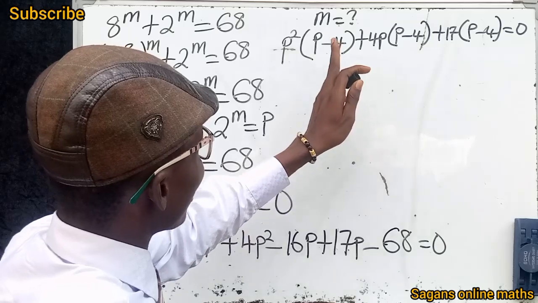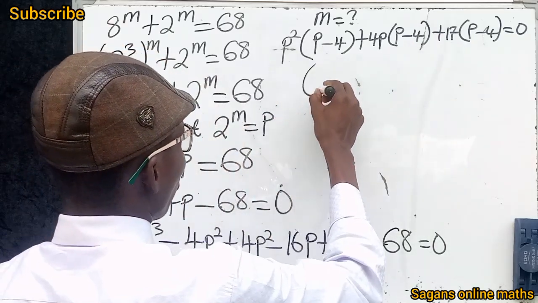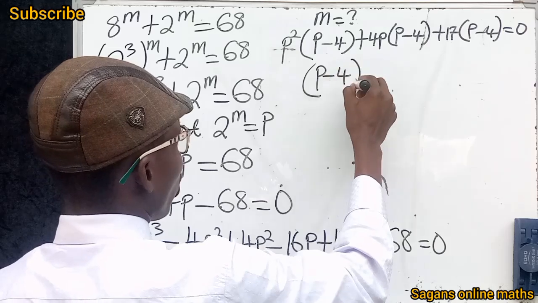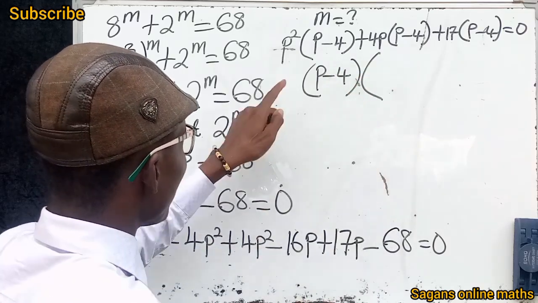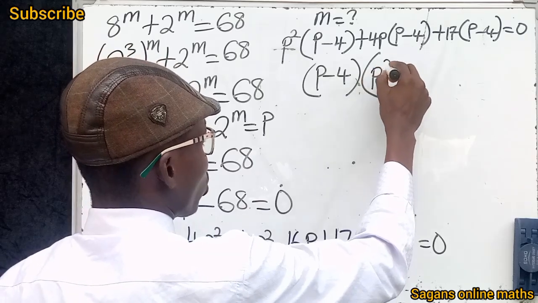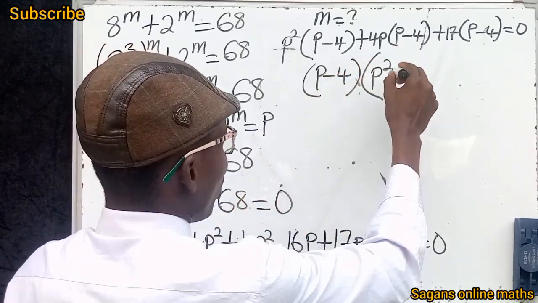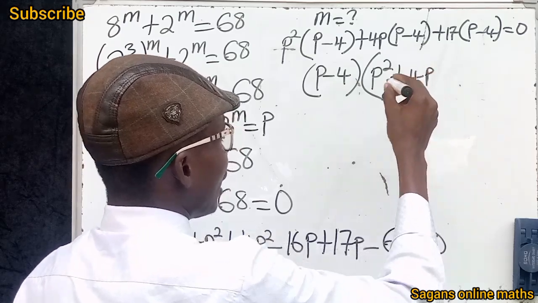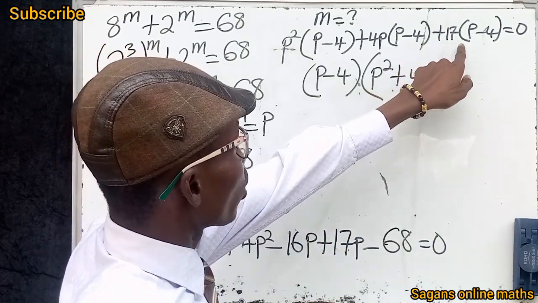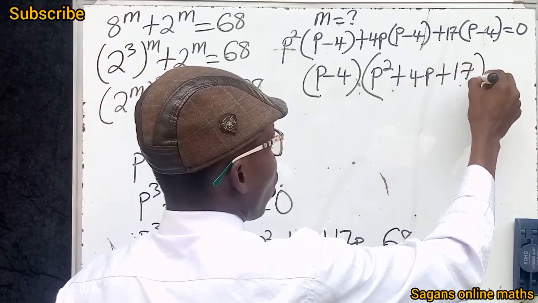Now let's observe from this other area. If you observe, you can see that p minus 4 is common. So you can say that into p minus 4 is common again. Then p squared into p minus 4 divided by p minus 4 gives us p squared. Then 4p into p minus 4 divided by p minus 4 gives us plus 4p. Then 17 into p minus 4 divided by p minus 4 gives us plus 17.